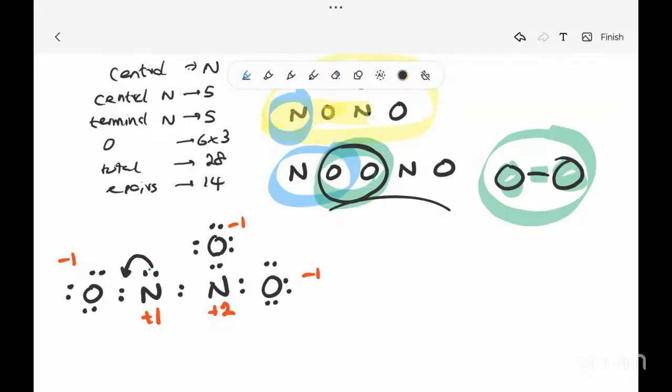So something like this we will do. Then we will have oxygen, nitrogen, nitrogen, oxygen, and oxygen. We have a double bond here.